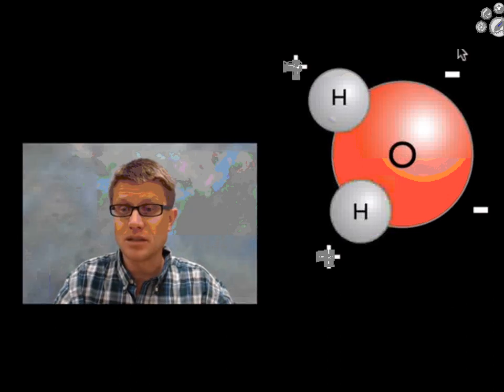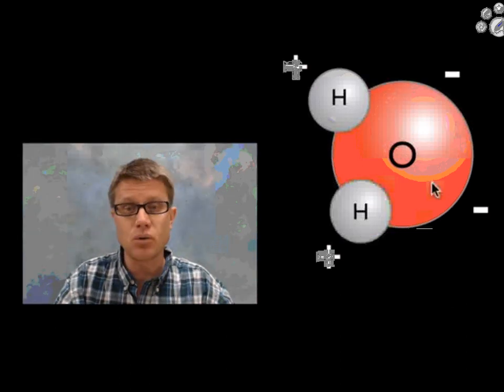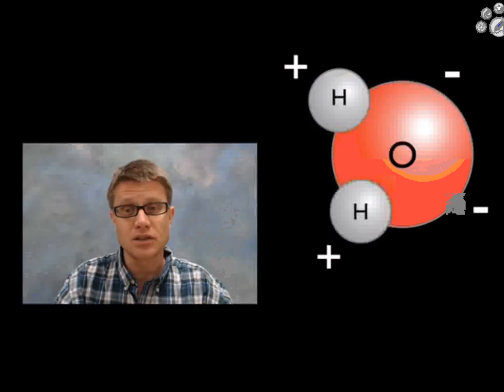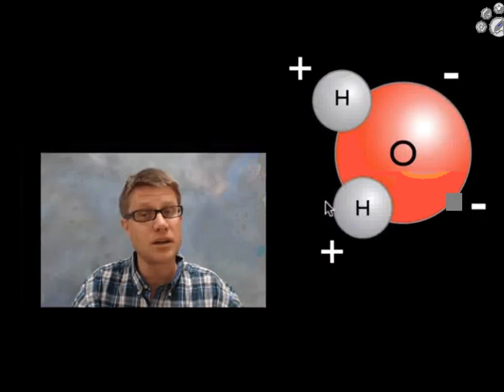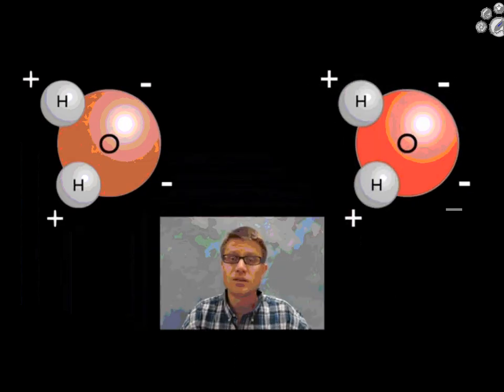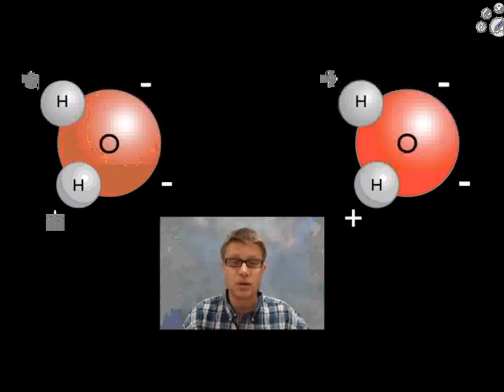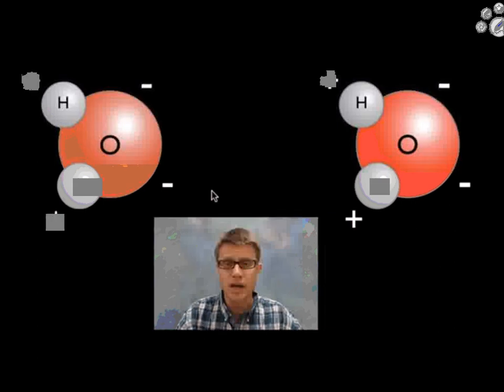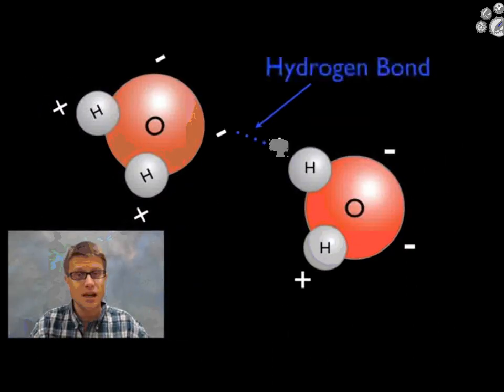And what that means is since oxygen's pulling the electrons towards it, it's going to have a partial negative charge on this side of the oxygen, and the hydrogens are going to have a positive charge on the other side. And so if we were to add another molecule of water, these are not going to arrange this way. In fact, they'll be arranged like that. And so the hydrogen atom of one water molecule is going to be attracted to the oxygen of another. And that bond is called a hydrogen bond.